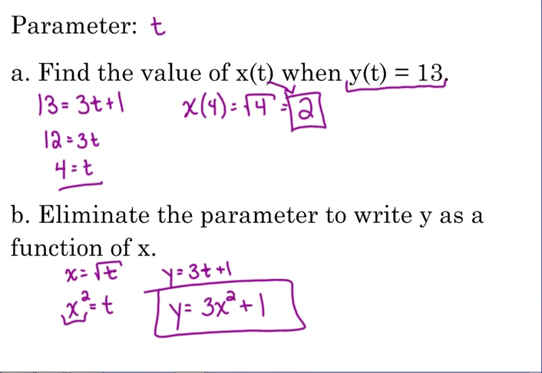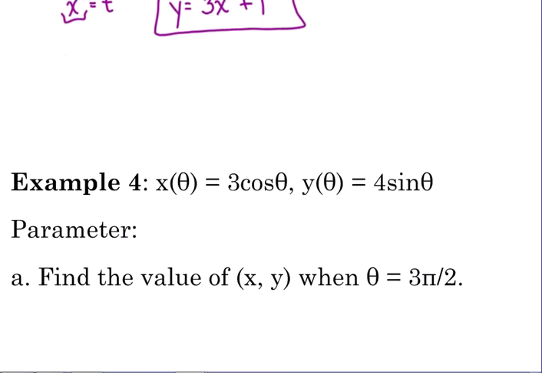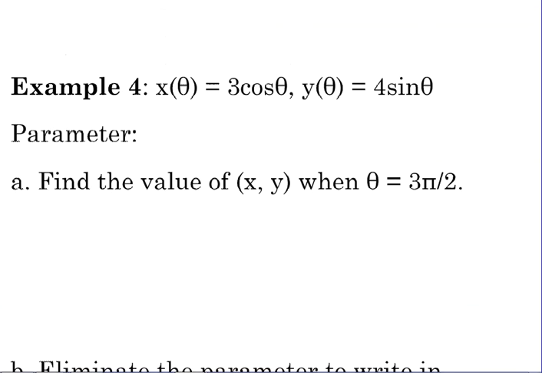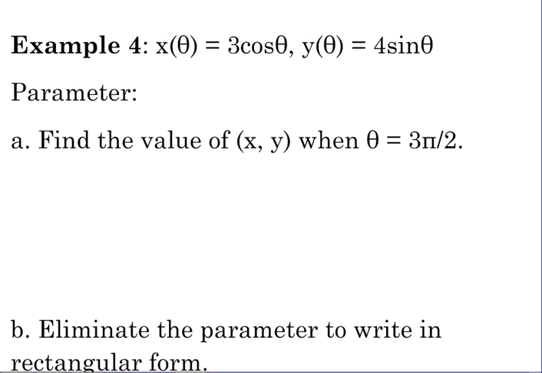Kind of interesting. All right, let's do one more of these trig ones so I can show you again. We've got a parameter of theta again. This one says find the value of x, y when theta equals 3 pi over 2. So this is the easy case. We're just plugging that in to both equations. Good review of the unit circle.